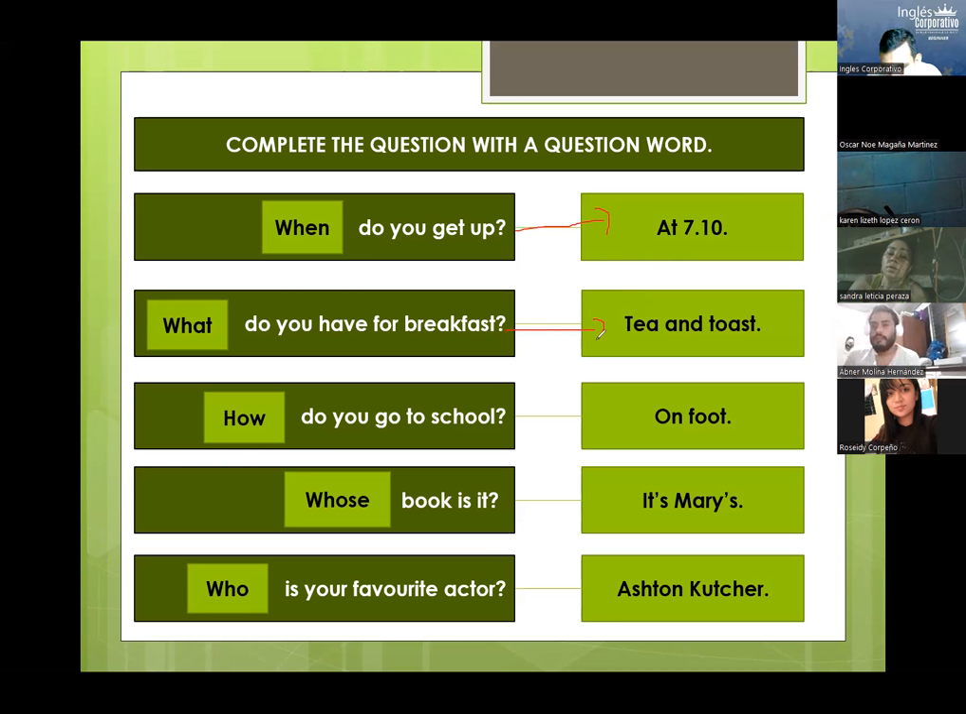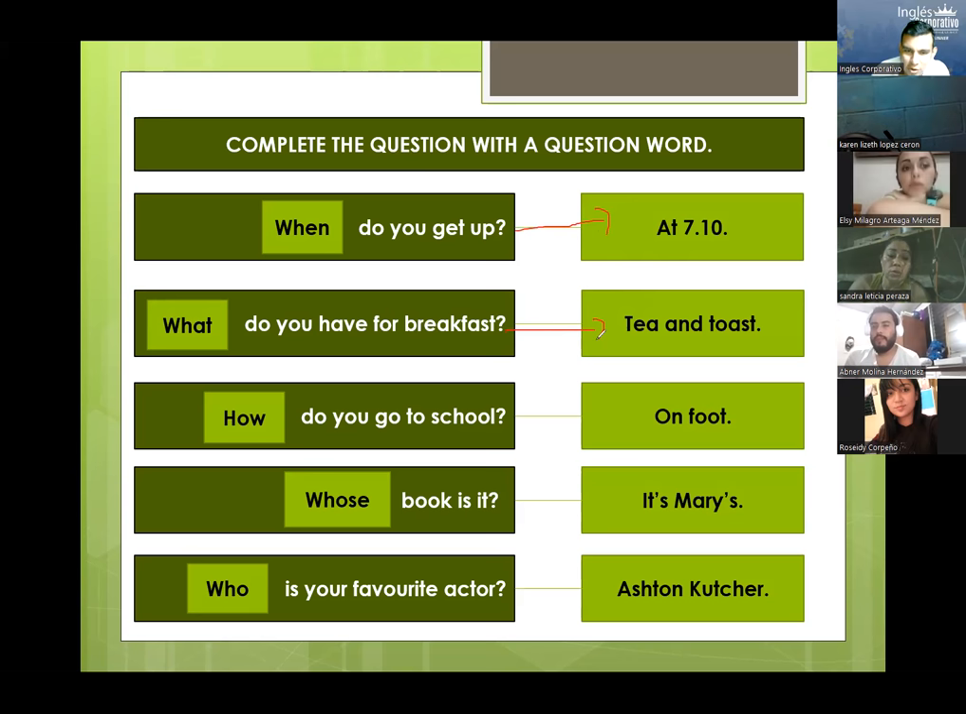La número tres. On foot. ¿Eso significa? A pie. Ok, on foot. Y tenemos la última. Whose book is it?